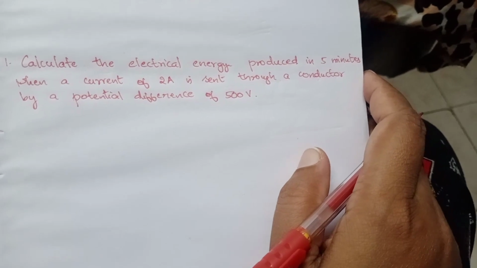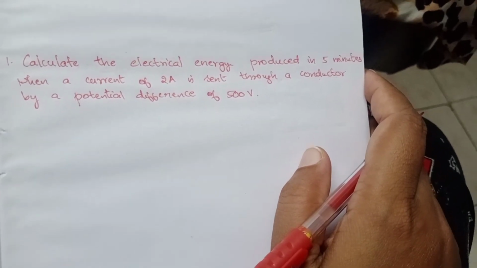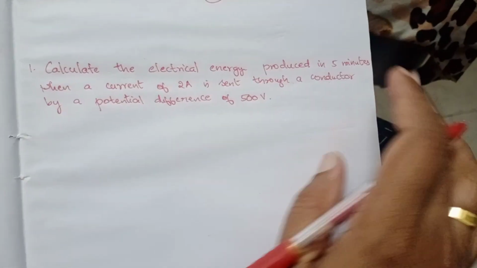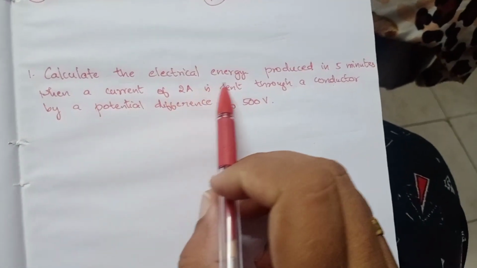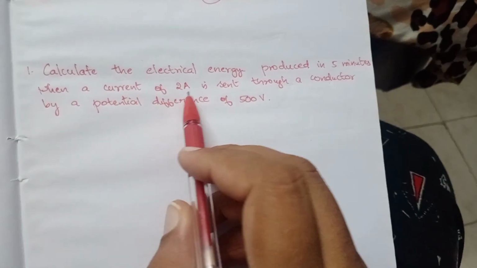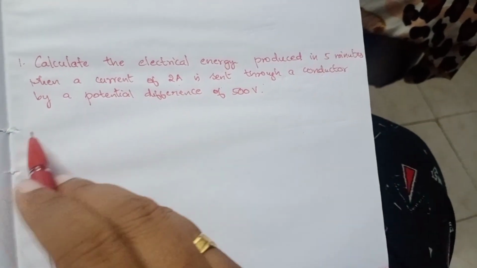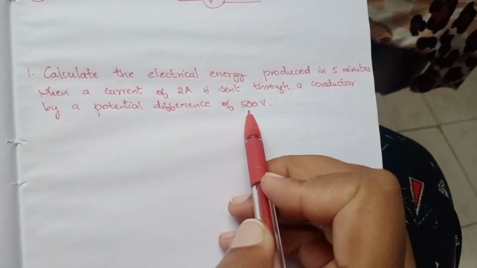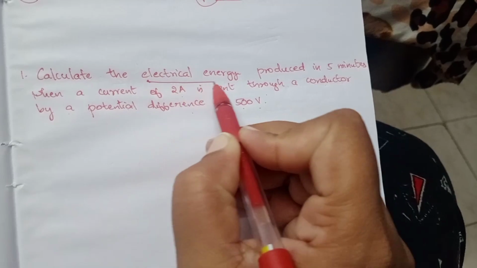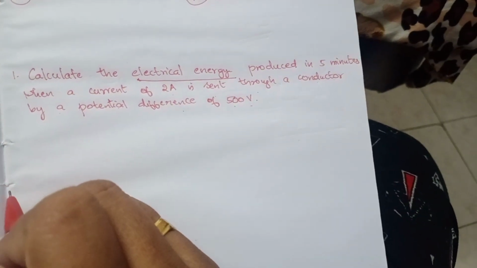So today let us solve some of the numericals from this chapter, the numericals from work and Ohm's law. So here is the first question for you. Calculate the electrical energy produced in 5 minutes when a current of 2 amps is sent through a conductor by a potential difference of 500 volt. So what you need to find out is the electrical energy produced.